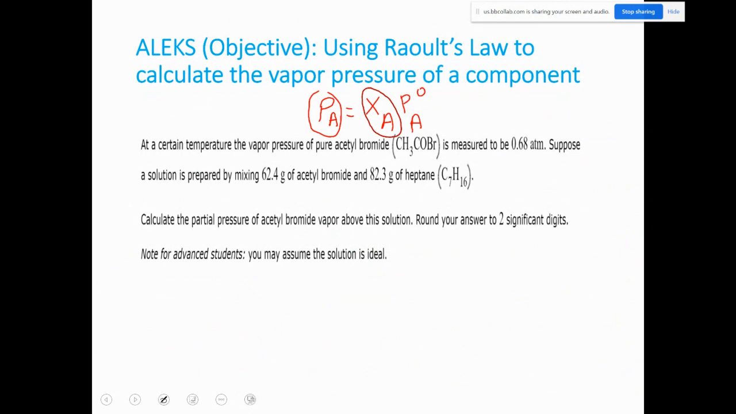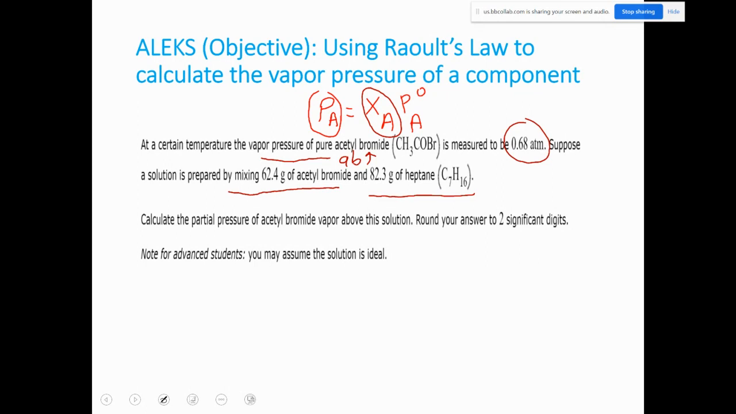All right, so now let's see how to work through this problem. At a certain temperature, the vapor pressure of pure ethyl bromide, the AB that we talked about in our earlier slide, is provided. I'm going to use the same short form for ethyl bromide. They are going to prepare a solution by mixing 62.4 grams of ethyl bromide and 82.3 grams of heptane.